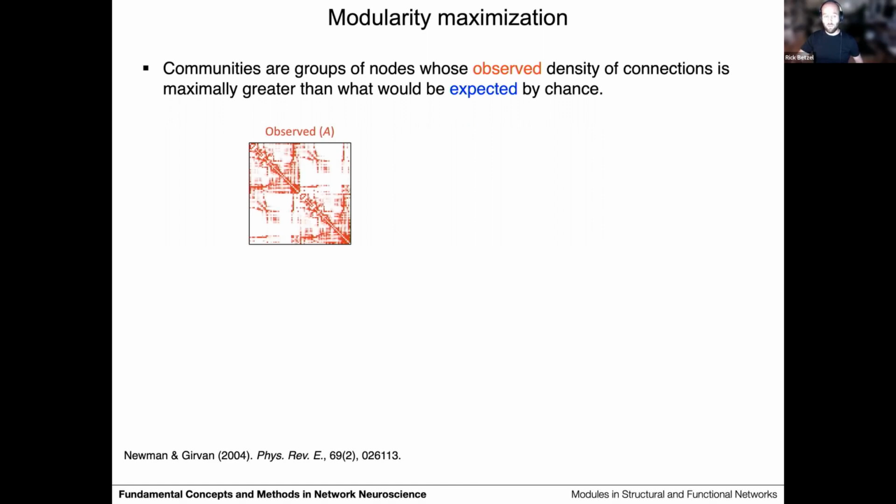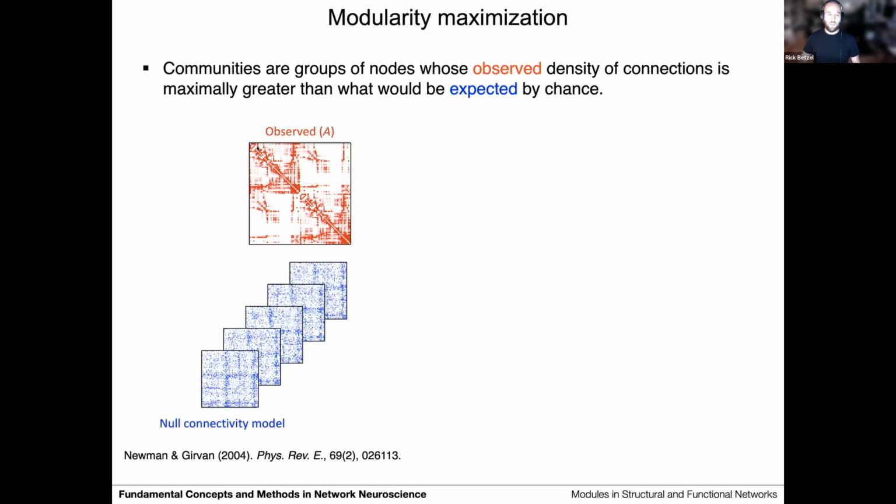Suppose we had some real network. I'm going to call it A. This is a structural connectivity matrix, by the way. Red colors indicate very strong connections. White colors indicate the absence or weak connections. This is our observed network.